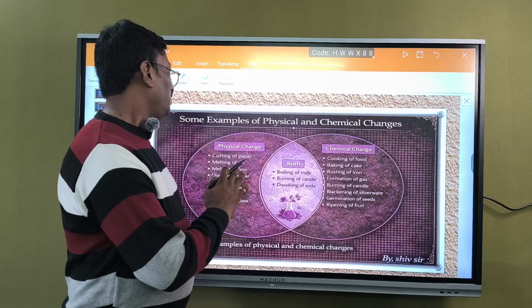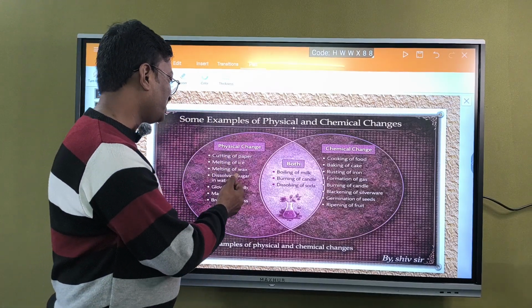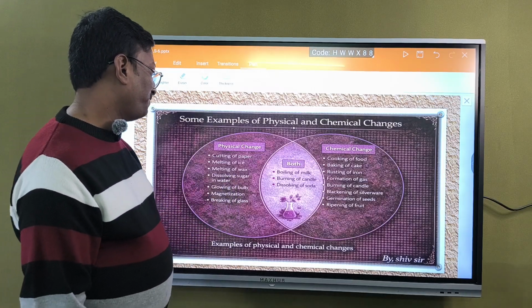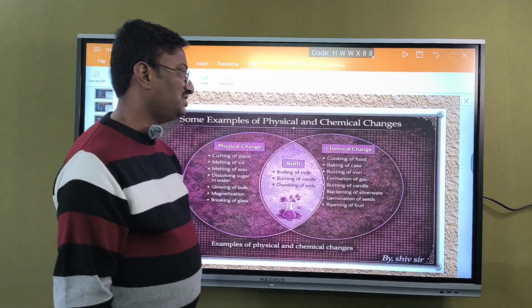And some examples of physical and chemical changes here. Cutting of paper, melting of ice, melting of wax, dissolving sugar in water, glowing of a bulb, magnetization and breaking of glass. These are all common physical changes.